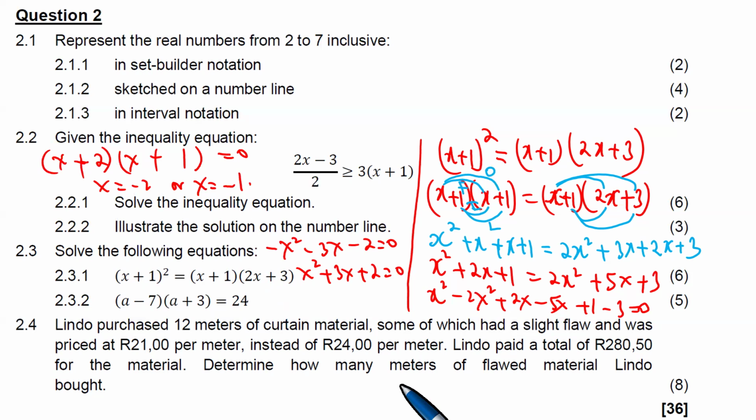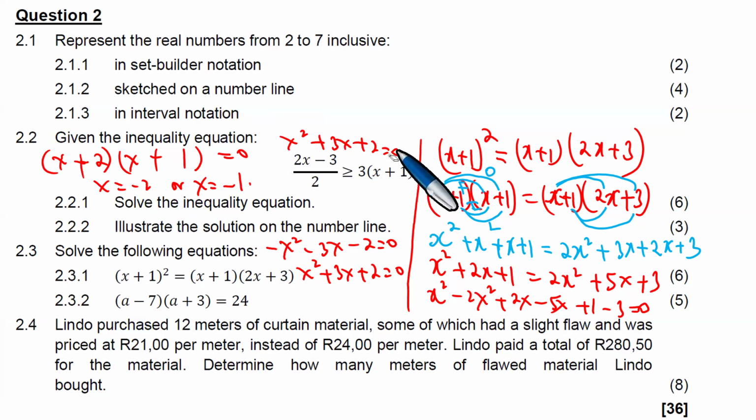How did we get the x plus 2, close bracket, open bracket, x plus 1? Remember that we actually have x squared plus 3x plus 2 equals 0. That is the equation we have. So what are the factors of x squared? x squared is just x times x. So that's why we put x and x, because we have x squared.